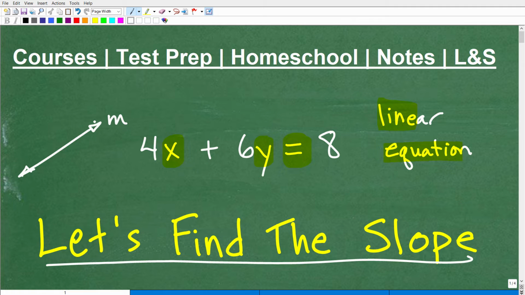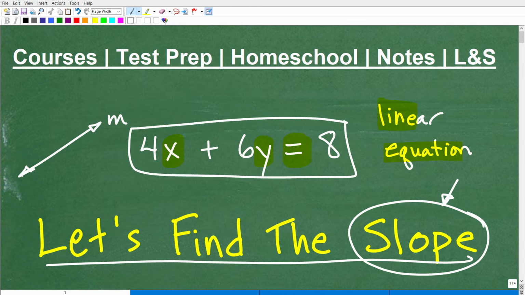Now, all lines have slopes with the exception of vertical lines. I'm not going to get into the slope and what it is. If you don't really understand the slope of a line, then I have additional videos on that. This is actually a pretty big topic in and of itself. I'm going to give you a lot of suggestions about the slope and some other related concepts that you're going to need to know. But we're going to just keep our focus with finding the slope value of this linear equation.